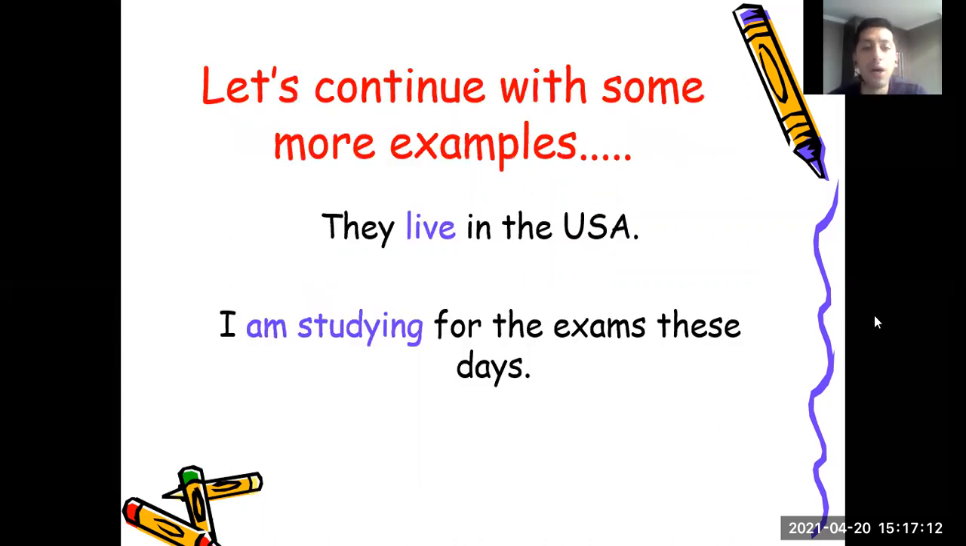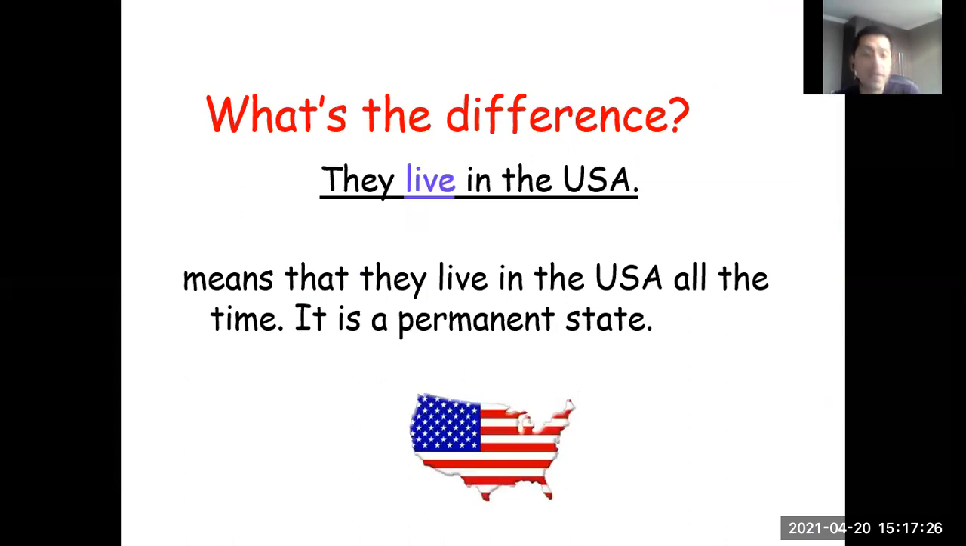More examples. For example, they live in the USA. Obviously, this is simple present. And I am studying for the exams these days. And this is present continuous. And we're going to see why right now. So what is the difference? If we look at the first sentence again, they live in the USA, that means that the people we are referring to live in this country all the time. So this is a permanent state, right? It's something common, something that is repeated or has a permanent state.